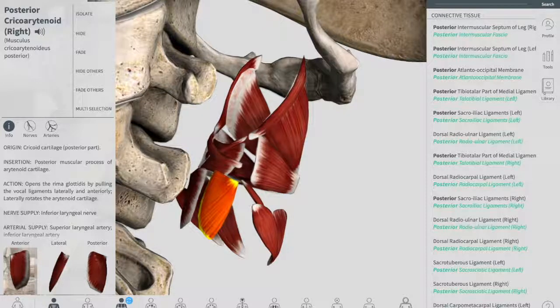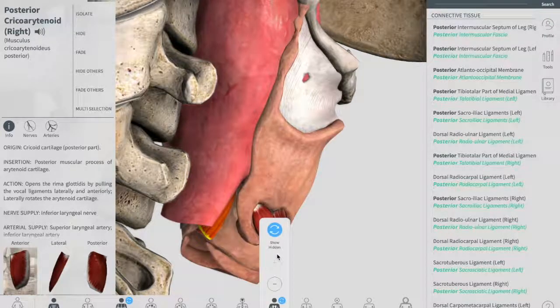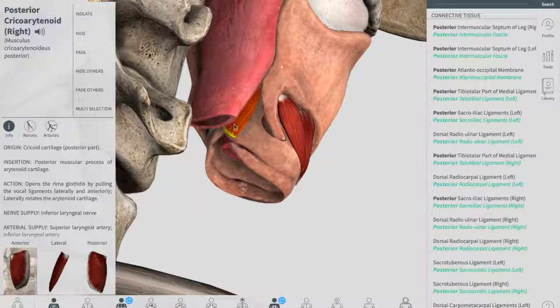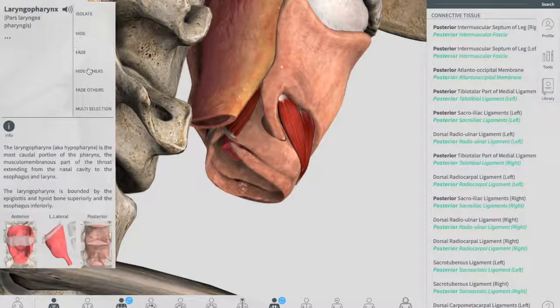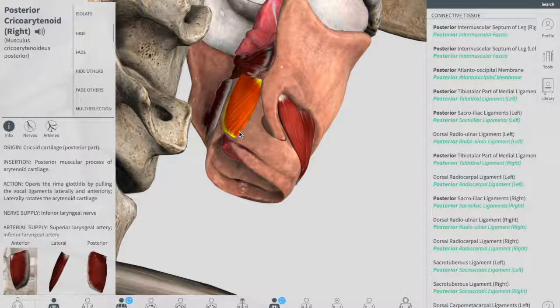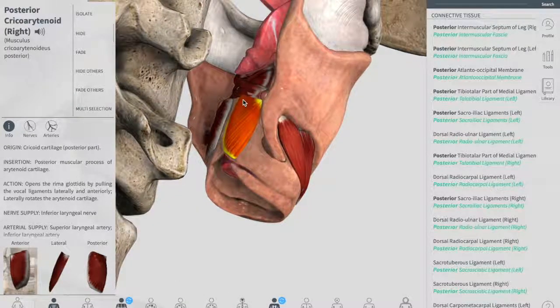Their attachment originates from the posterior surface of the cricoid cartilage. Let me add the cricoid cartilage first. So you can see posterior to the cricoid. Let me remove the other structures so you can view it very easily. Now you can see it. They originate from the posterior aspect of the cricoid cartilage and attach to the muscular process of the arytenoid cartilage. The action is abducting the vocal cord, and innervation, simple for all, is the inferior laryngeal nerve.